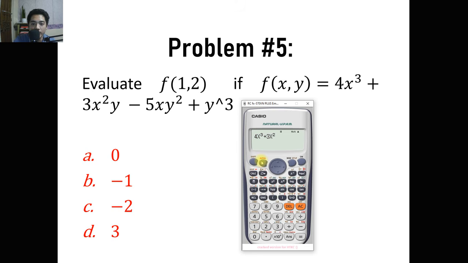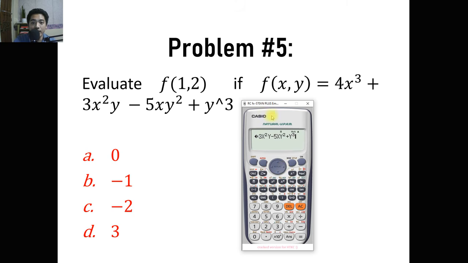So we have to have alpha y. And then we now have the y. So minus 5 alpha x, because 5x. Then we have y squared, alpha y here, and then click this exponent as with x squared. So 5xy squared plus y cubed. So we have alpha y raised to 3. So what are we going to do next? Just checking if we have inputted the correct equation: 4x cubed plus 3x squared y minus 5xy squared plus y cubed.